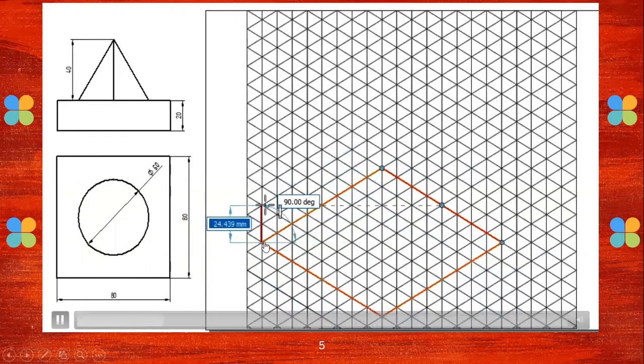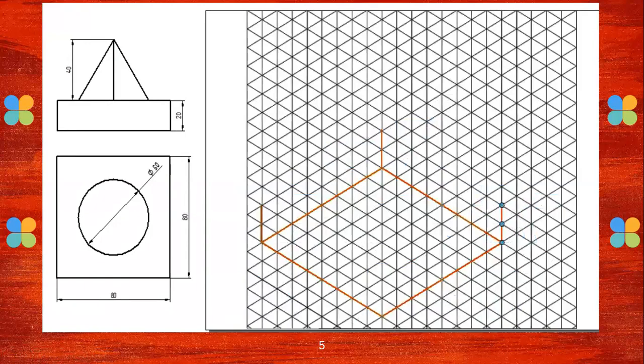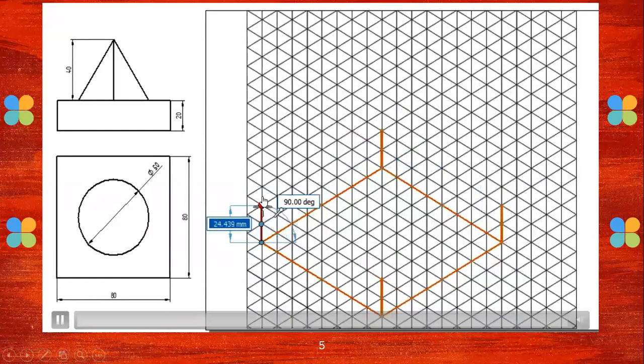Thickness is 20 mm. So from each corner go up by 2 boxes in the vertically upward direction. So from each of the corners, go up 2 boxes. Then join all the top corner points. That completes the top surface of the square slab.